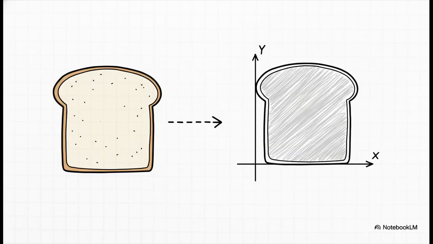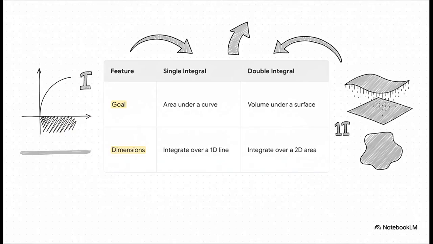To make this all feel a bit more intuitive, let's use an analogy we can all get behind. Think of a single integral as just calculating the area of one perfect, flat slice of bread. The bottom is your x-axis, and the curvy top is, well, your curve. Pretty simple. So a single integral finds an area by working over a one-dimensional line. But to get to the next level, we're going to need to find a volume by working over a two-dimensional area. And that right there, that's the big conceptual leap we're about to make together.